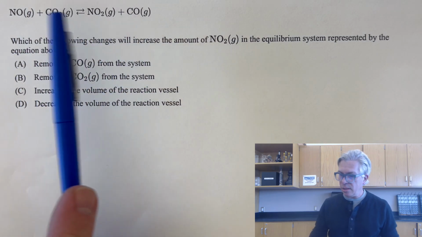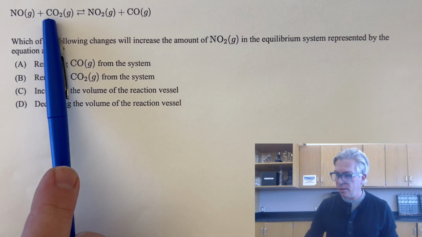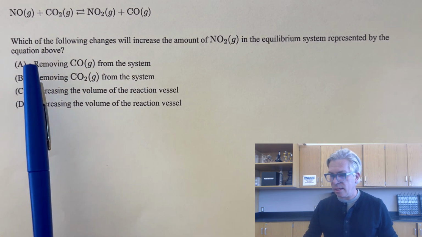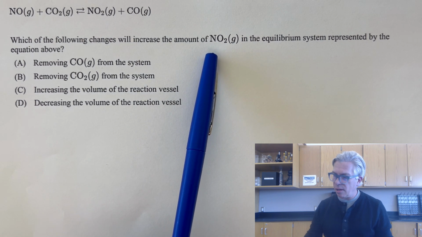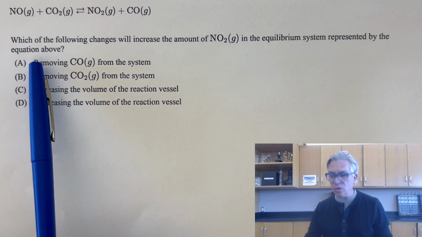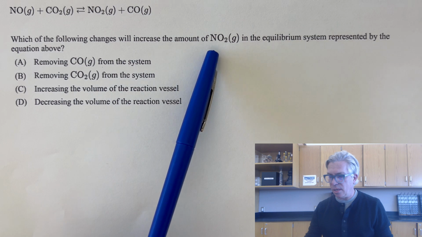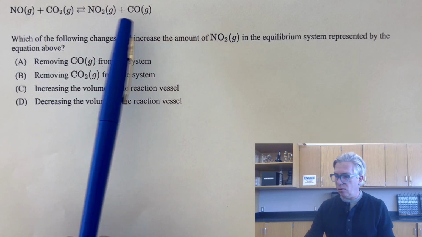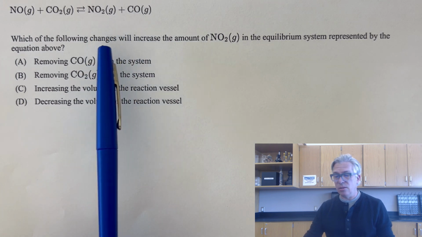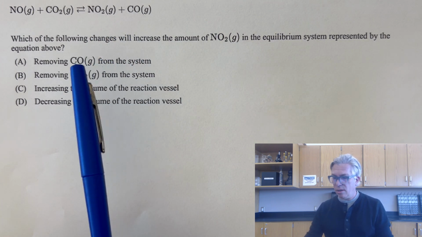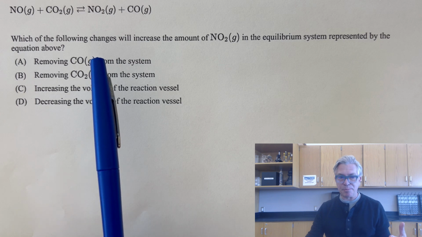Let's start with this first one, which involves a gaseous equilibrium between nitrogen monoxide and carbon dioxide and these two products. The question is asking which of the following changes will increase the amount of NO2 in the equilibrium system represented by the equation above. So we're increasing NO2, which means we have to move it to the right to create more products. So what are the things that we could do to do that?